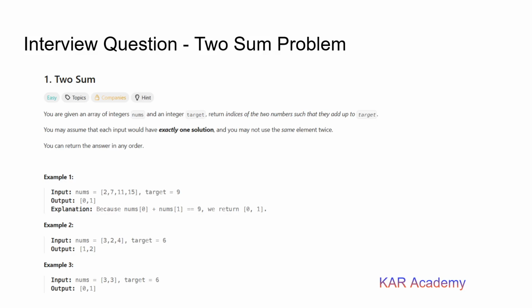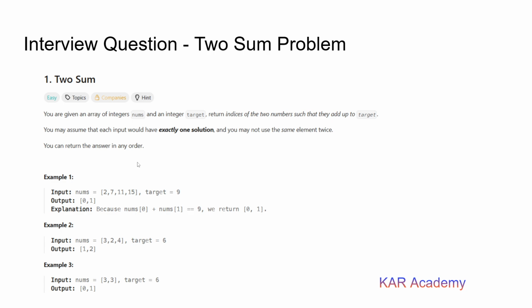In this video, we are going to take a look at the interview question and see how we are going to solve this two-sum problem. So the problem description is that you are given an array of integers nums and an integer target, and return indices of the two numbers such that they add up to target. You may assume that each input would have exactly one solution and you may not use the same element twice. You can return the answer in any order.